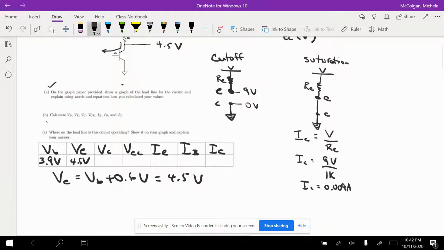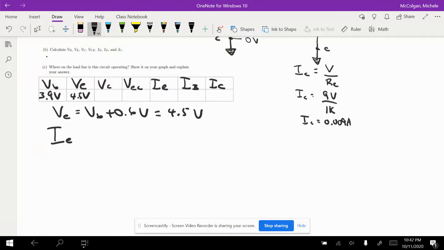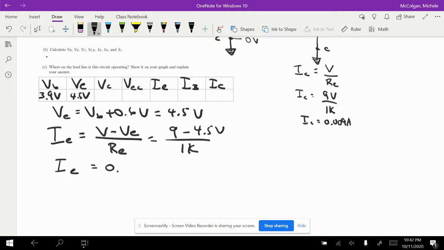Okay, so the next thing we want to do is figure out the current IE, the current through the emitter. What we need to do is figure out the voltage drop across this emitter resistor. How do we know the voltage drop? Well, that's just going to be V minus VE, so that's 9 minus 4.5. If we want to calculate IE, we need to calculate V minus VE over RE, and that's going to equal 9 minus 4.5 volts over 1K. And so IE then is going to equal 0.0045 amps.